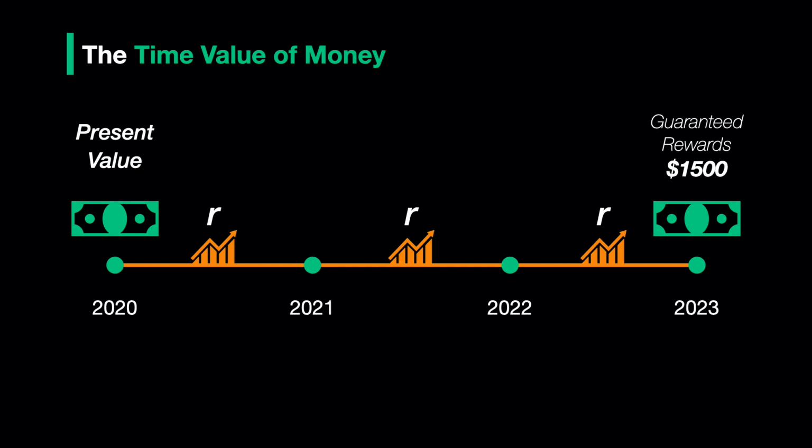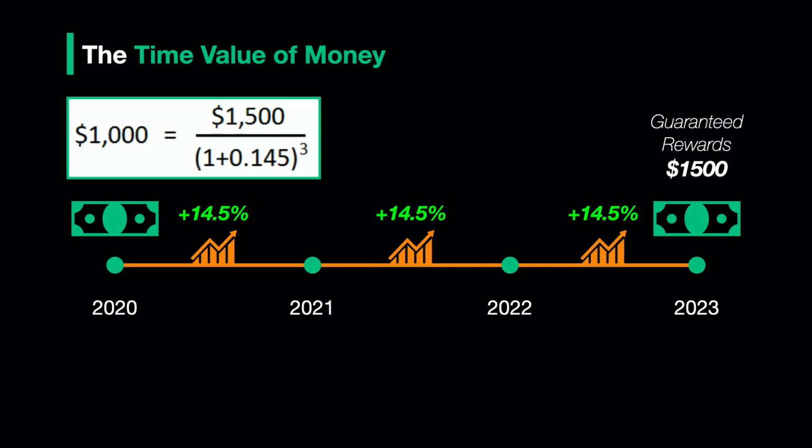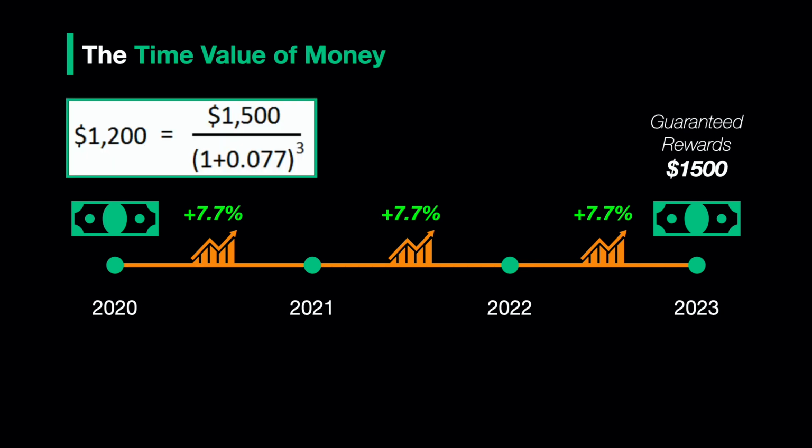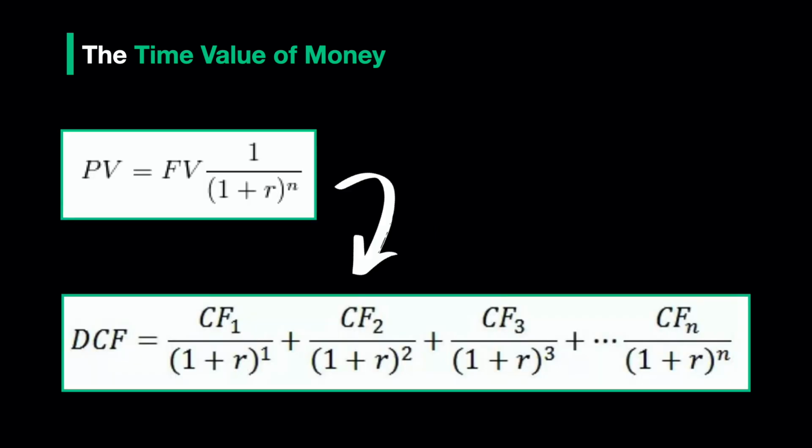If you can generate an annual return of 14.5%, then the $1,500 in 3 years is only worth $1,000 to you today. If you can generate a return of 7.7% per year, then that $1,500 in 3 years is worth $1,200 to you today. Your target rate of return determines the exact maximum amount of money you should be willing to pay today for that $1,500 reward in 3 years. So once you understand the concept of the time value of money, then you will be able to understand the whole idea of the discounted cash flow model.